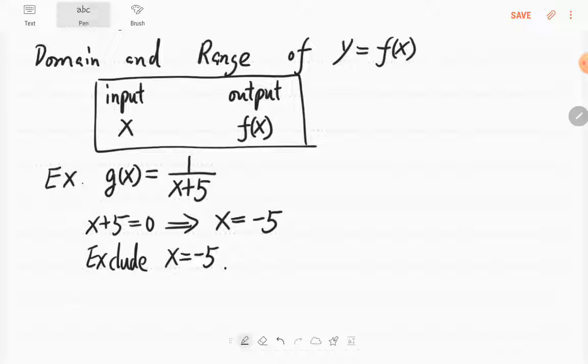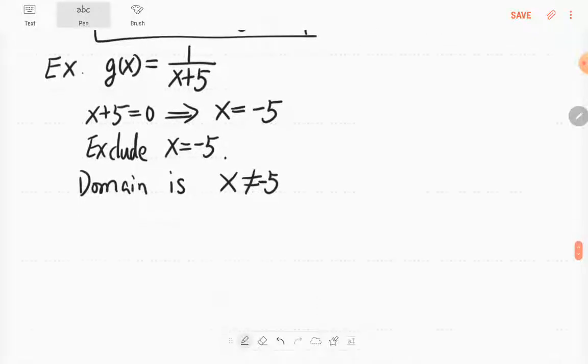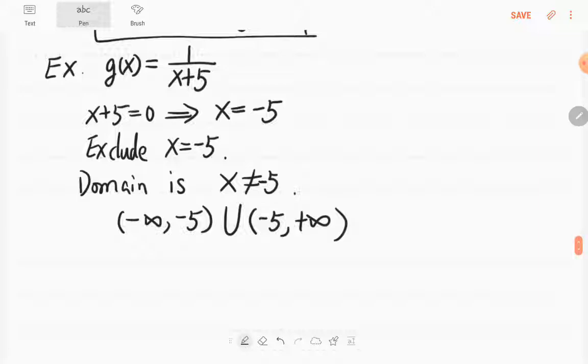Then our domain is x not equal to negative 5. Other numbers you can always plug in except negative 5. In interval notation, it is negative infinity to negative 5, union negative 5 to positive infinity. So this is our domain.